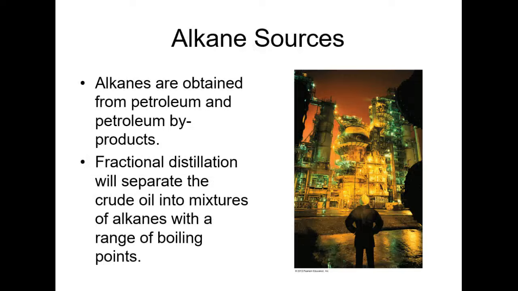All right, alkanes. These are sources of alkanes. Well, where do we get alkanes? Alkanes are a huge industry. They are obtained from petroleum and petroleum byproducts. So when we extract natural gas and oils and fossil fuels out of our planet, we actually isolate a lot of these alkane sources.